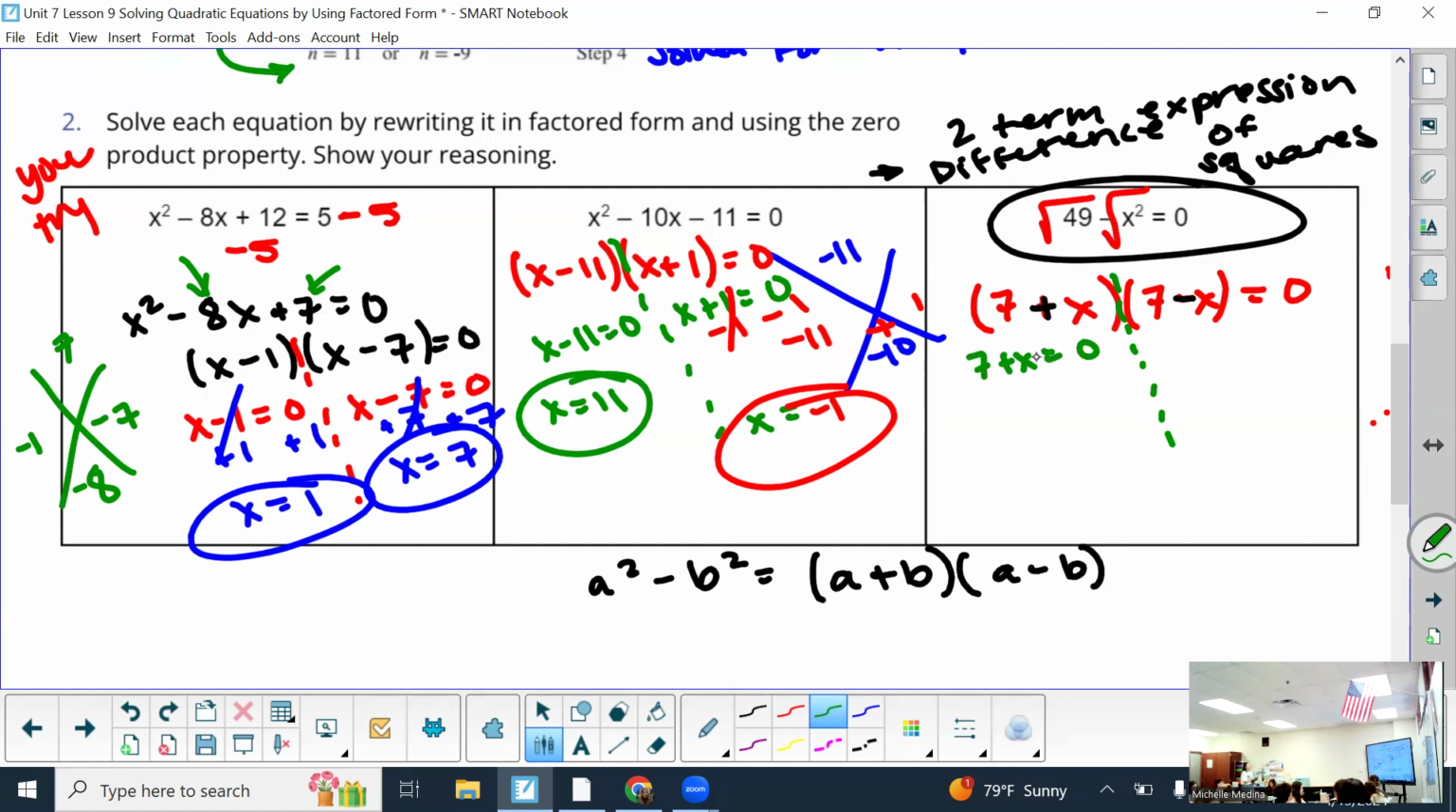7 plus x equals 0. What does x have to be? Or do your inverse operations. How do I make the 7 cancel? And whatever you do on one side, you do on the other. One of the answers is x equals negative 7. Over here, I have 7 minus x equals 0. 7 minus what equals 0?